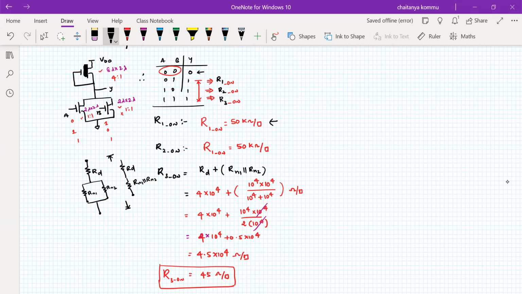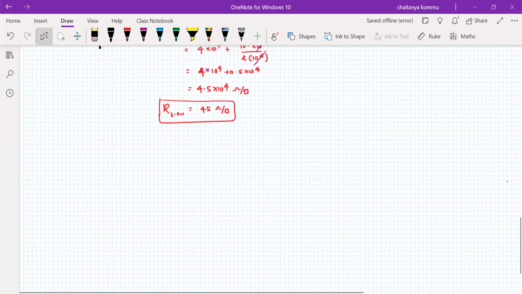So we have to take the worst case resistance values. Okay, now let us consider quickly. We have another 2 or 3 minutes of time. Please wait for another 2 minutes. We'll complete it.